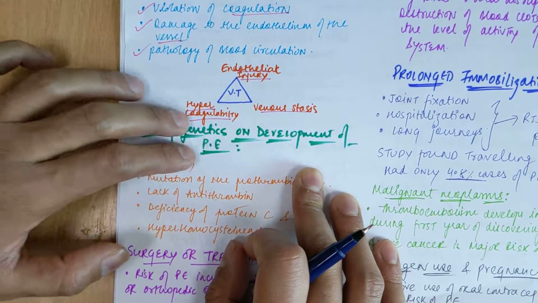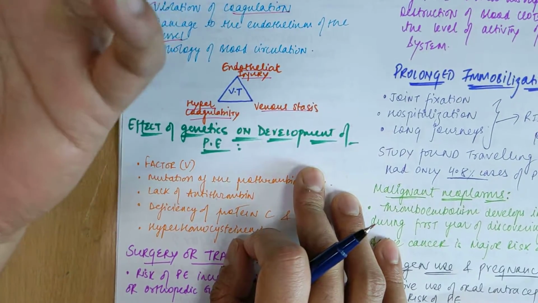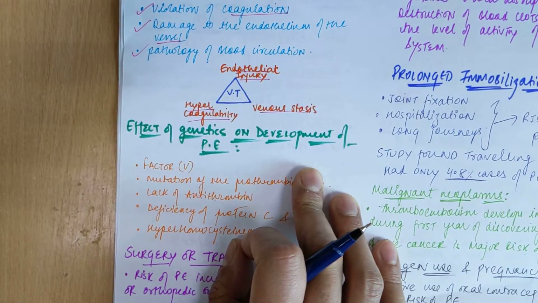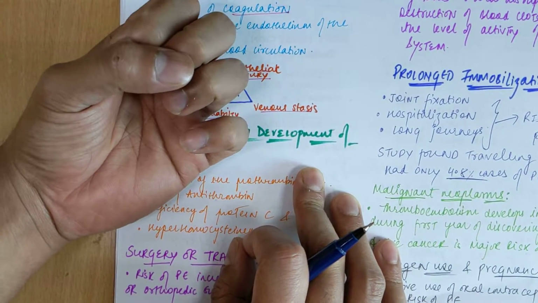Hypercoagulability means there is more clotting, that is the clotting factors are increased, and due to that the clotting is more inside the blood.